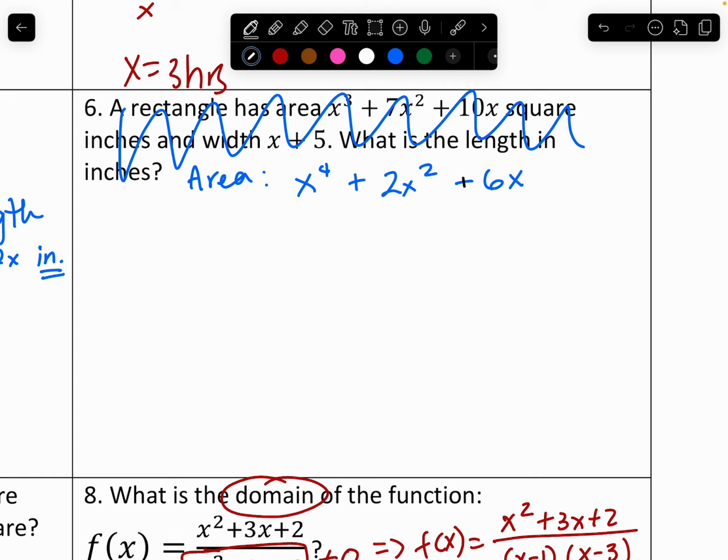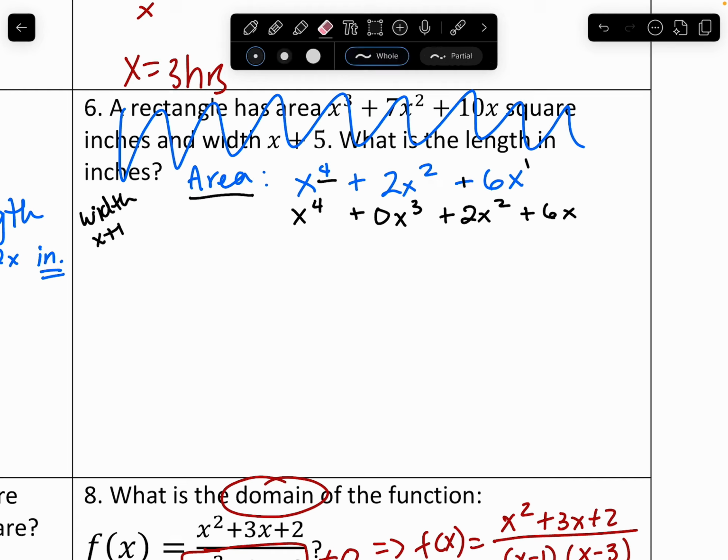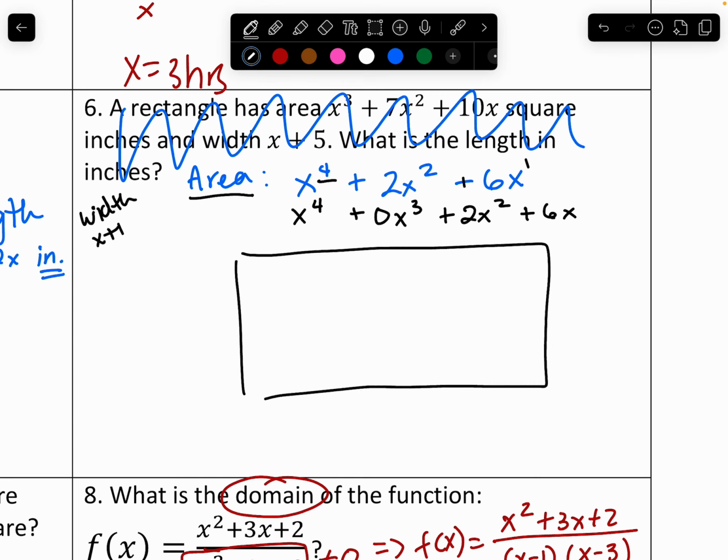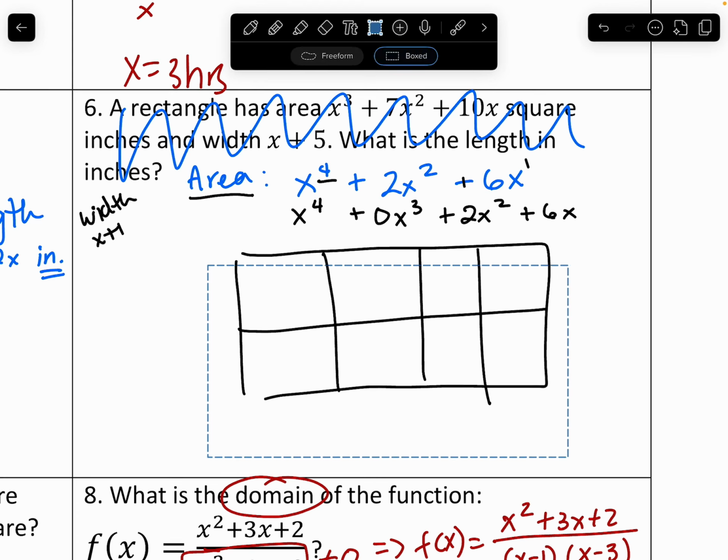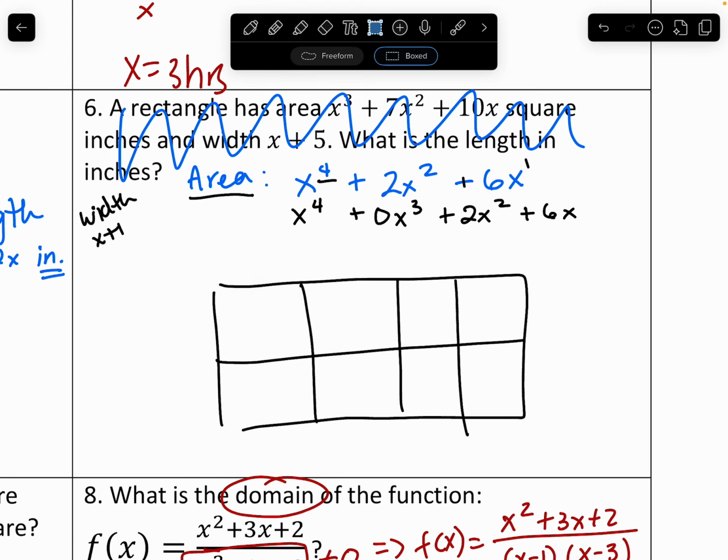Okay, so you need to make sure, so this is my area. The width will be x plus 1. So look at the exponents. Remember, they must be in order. If they're not, put a placeholder 0 for x cubed and bring it back to x squared plus 6x. So if there's no x cubed, bring in a zero. If it's x to the 4th, you might need 4 boxes. I don't know, we'll see.